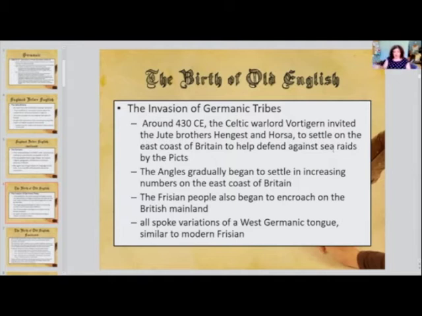So you get the sea raids with the Picts against the Jute brothers, who were essentially Danish, and then the Angles gradually began to settle in. This is a different tribe. And the Angles are from a spur of land that connects modern Denmark with Germany, and it's called Angeln. The Frisian people also begin to encroach on the British mainland. They all spoke variations of a Western Germanic tongue, which again is very similar to Frisian.